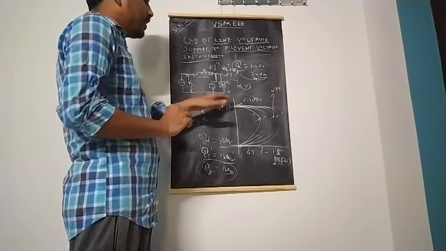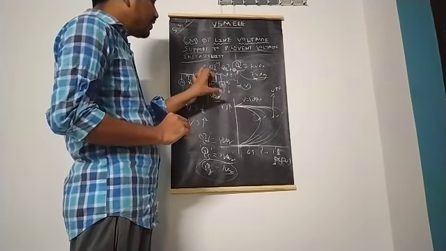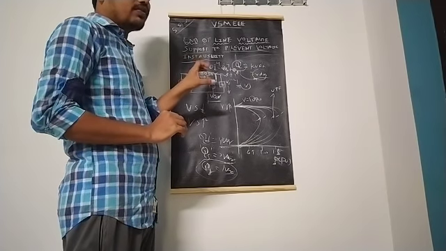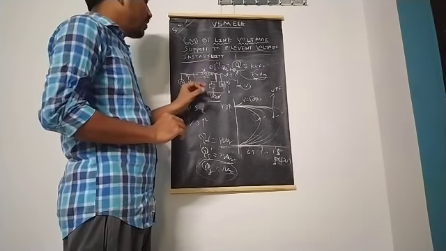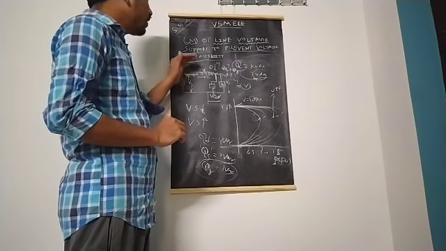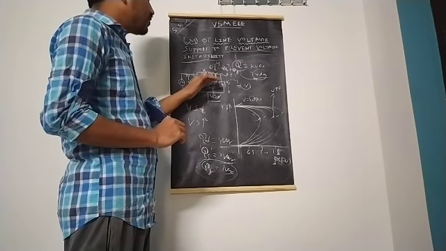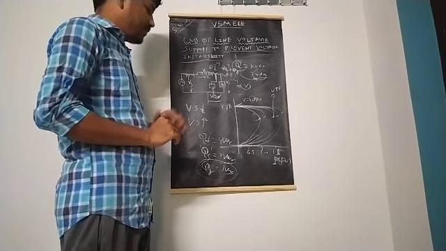That's why it maintains constant voltage at the buses. These are the advantages of shunt compensation devices, to prevent voltage instability.